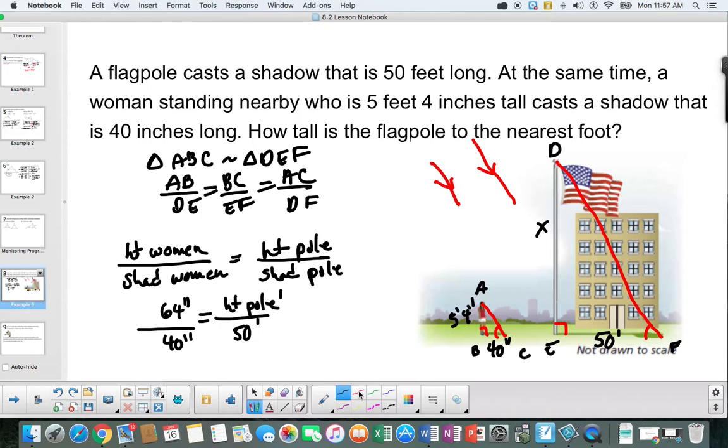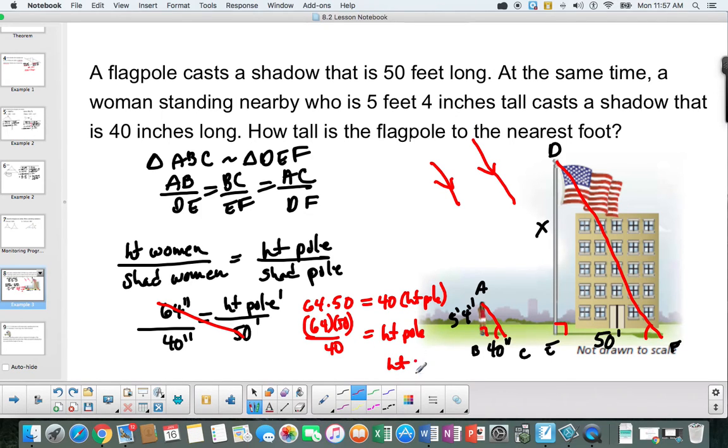Now at this point we can cross multiply, and when we cross multiply, that'll be 64 times 50 equals 40 times the height of the pole. Then we're going to divide both sides by 40. Height of the pole equals 64 times 50 divided by 40. Use our calculator, and the height of the pole will be equal to 80. And remember that 80 represents feet. So there's our answer, 80 feet.